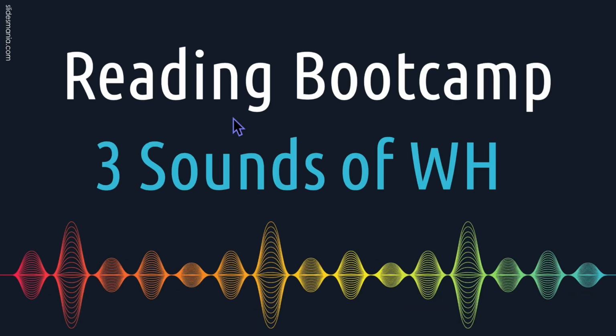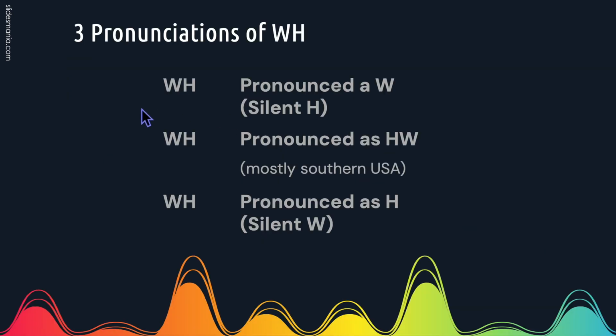We're going to learn about the three sounds of WH. In most of the United States, WH has a silent H and is just pronounced like W. In some parts of the country, mostly in southern states, the H sound is actually pronounced before the W, and it sounds like "hw." For example, in the part of the country I am from, we would say "white," the color, "white," with no H sound. In some parts of the country, it would sound more like "hwhite," where you can hear the H sound before the W.